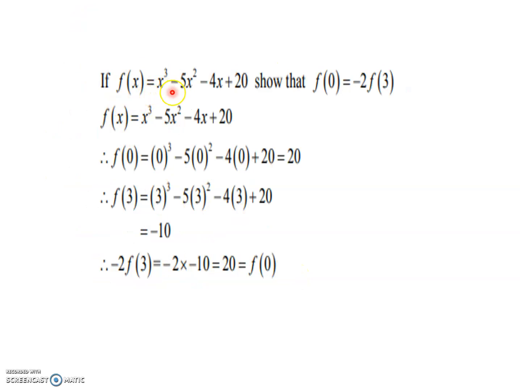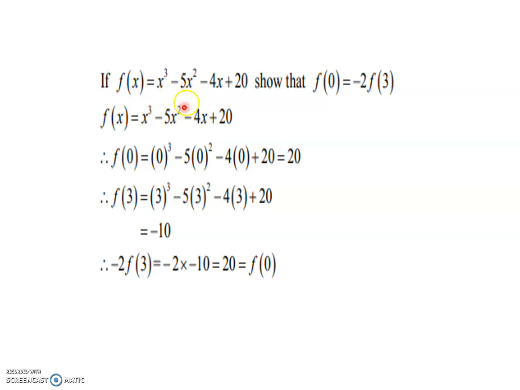If f of x is equal to x cube minus 5x square minus 4x plus 20, show that f of 0 is equal to minus 2 f of 3. Instead of x we have to put 0. f of 0 is equal to 0 cube minus 5 into 0 square minus 4 into 0 plus 20. 0 into anything is 0. The final answer is 20. Now we have to put 3 instead of x.